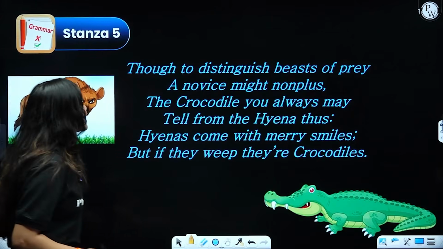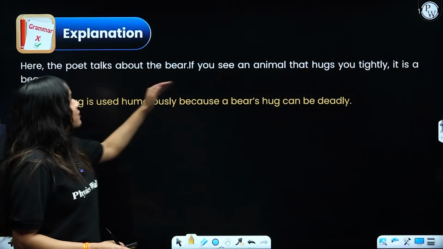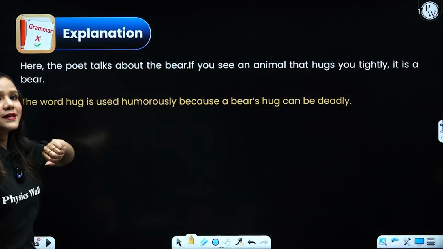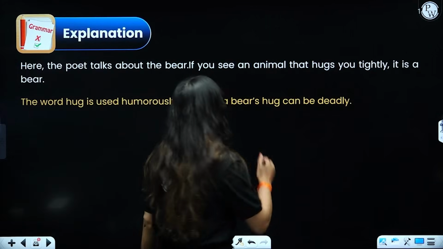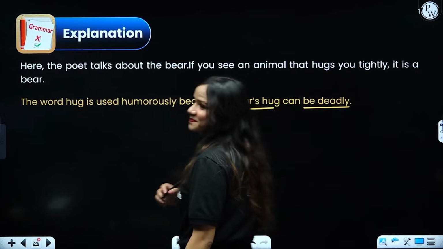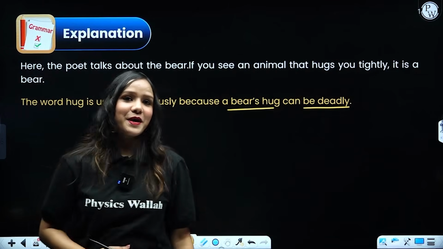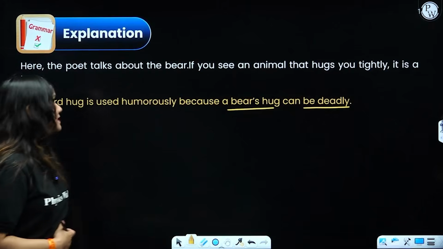Got it? Now let's see this. The poet talks about the bear. If you see an animal that hugs you very, very tightly, right? So the word hug is used humorously because bears can be deadly. Got it? So I hope this is quite understood.